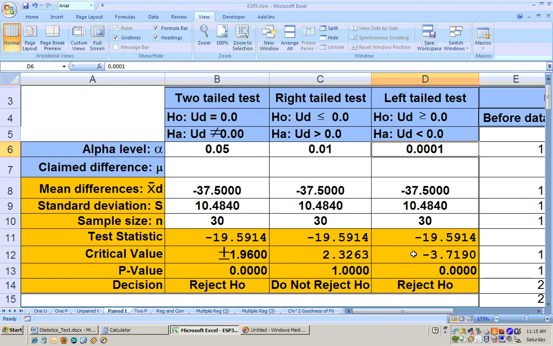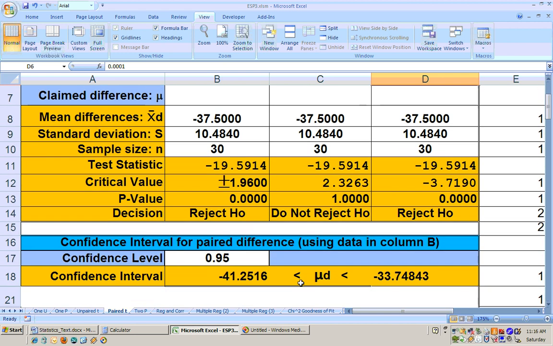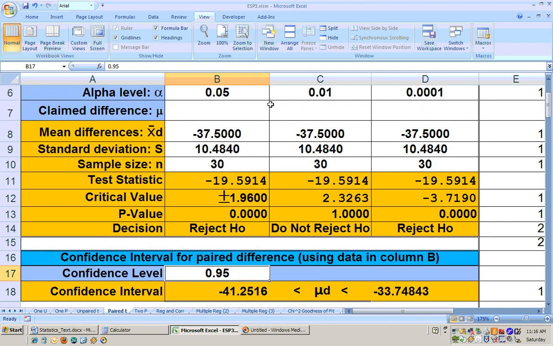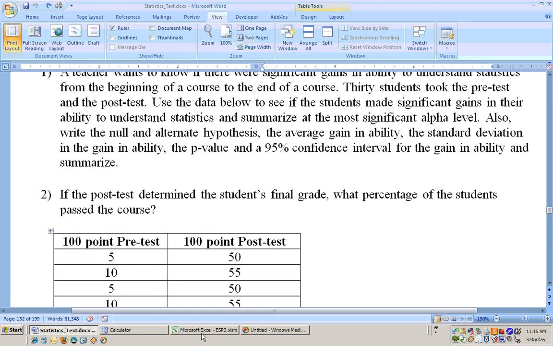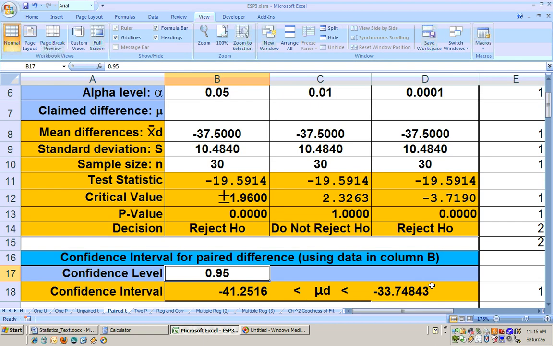Now, if we needed to do a confidence interval for this, we would take this data and make sure it's over here. And then at that point, you put in your confidence level here. You don't have to do the 1 minus the thing like we did before. We don't have to say, well, if this is 0.05, this is automatically 0.95. You can get any confidence interval you want right here. This particular problem, I forget if it said 95% confidence interval. So here's my 95% confidence interval. In other words, I'm 95% sure that the average gain in ability is somewhere between 33.7 points and 41.25 points. So that would be the summary for that confidence interval right there.